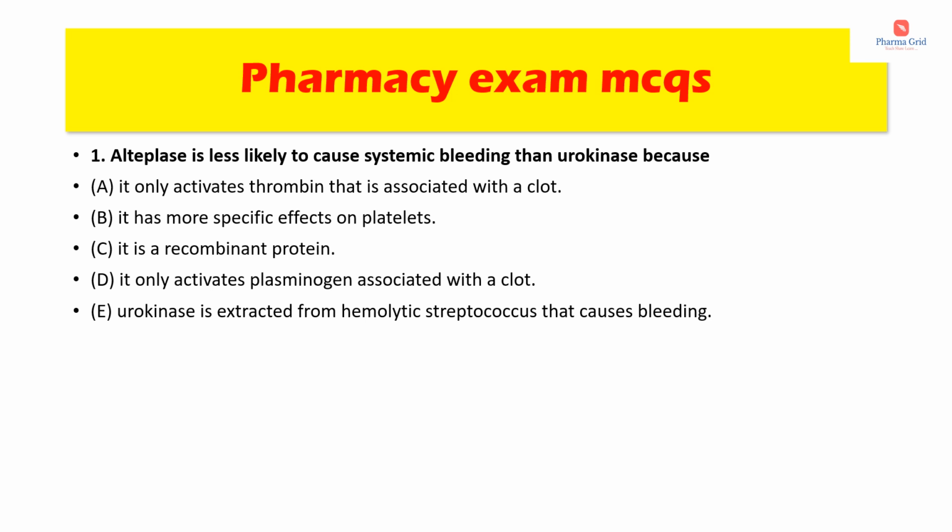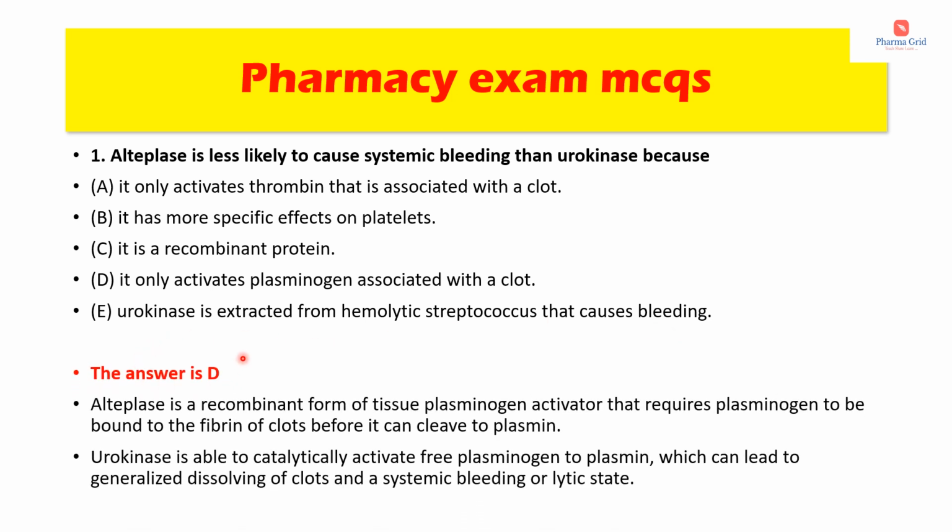Pharmacy exam MCQs. So the first question is, alteplase is less likely to cause systemic bleeding than urokinase because the options are: it only activates thrombin that is associated with a clot, it has more specific effects on platelets, it is a recombinant protein, it only activates plasminogen associated with a clot, urokinase is extracted from hemolytic streptococcus that causes bleeding. So here the answer is option D, that is, it only activates plasminogen associated with a clot.